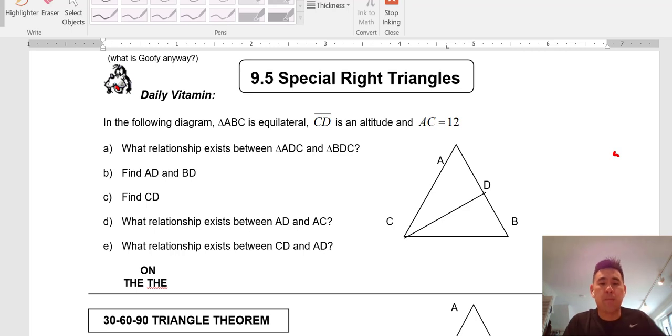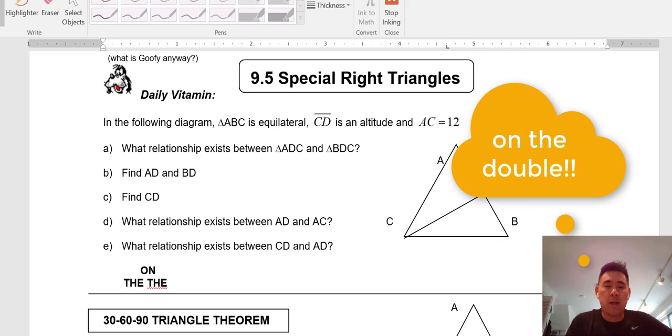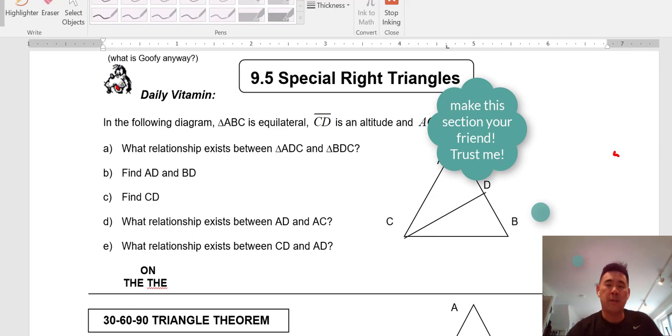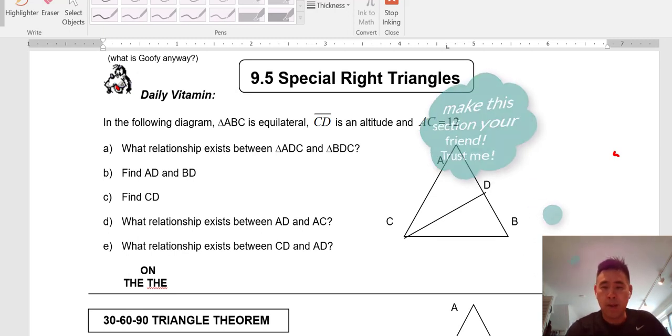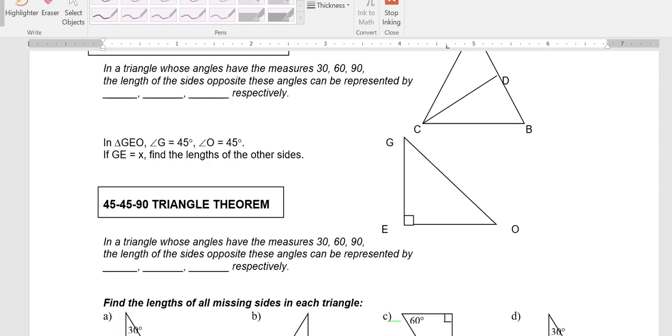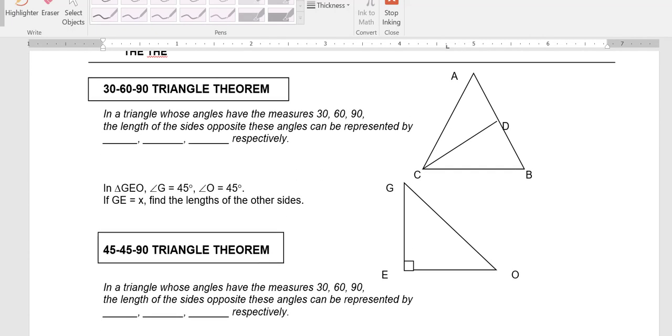All right, we're moving on to section 9.5, special right triangles. You can make an argument that this section, along with the upcoming trig sections, are the most important sections in the entire curriculum this year. It's because you'll be doing a lot with this next year and the years that follow. So make sure you pay attention and make sure you get your questions answered as we go through this section. Okay, so let's jump right in and let's talk about 30, 60, 90 and 45, 45, 90 triangles.